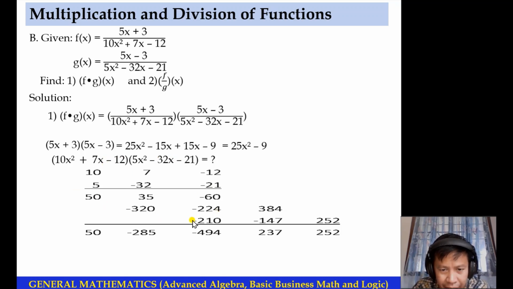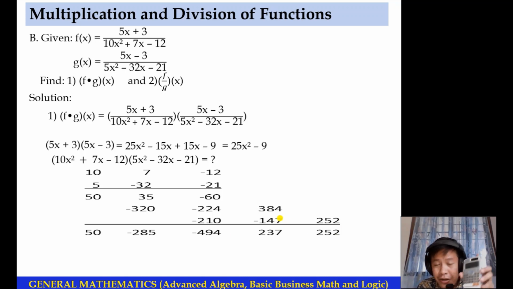Take note, you are going to arrange the product of the coefficients in parallelogram form. Because if you are not doing that, you cannot apply this technique because that will give you a wrong answer. Did you understand, students? Okay, negative 21 times 10 is equal to negative 210. Negative 21 times 7 is negative 147.